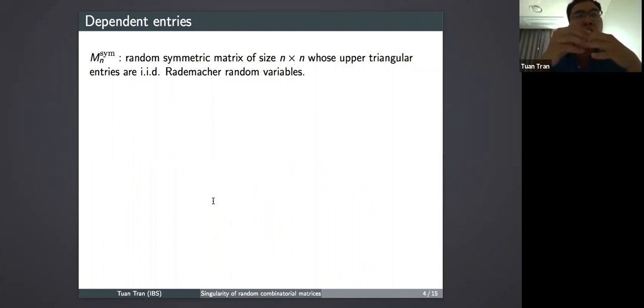Much less is known for random matrices with dependent entries. And maybe the most studied model of a random matrix with dependent entries is the random symmetric matrix. So here we have Nn, a random symmetric matrix of size n by n. Again, it is a square matrix of size n, and the upper triangular entries are IID Rademacher random variables.